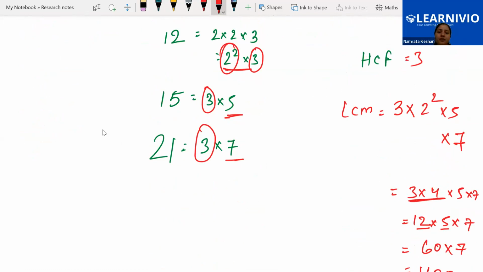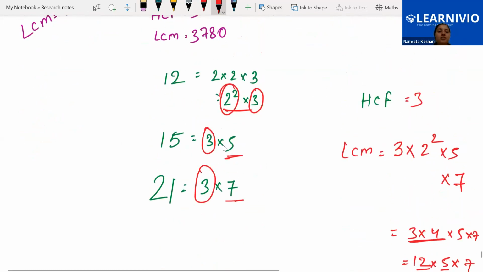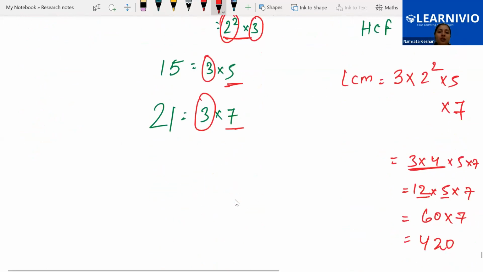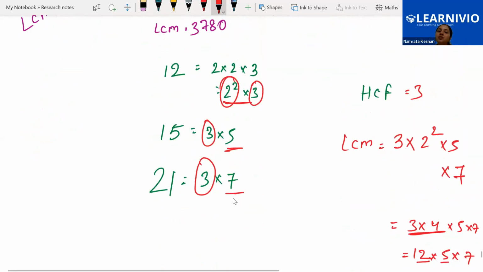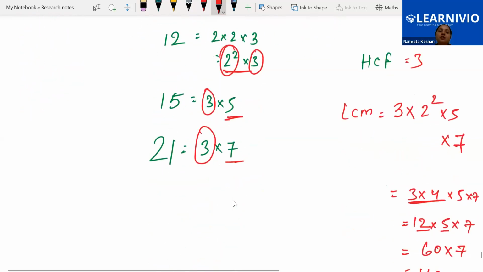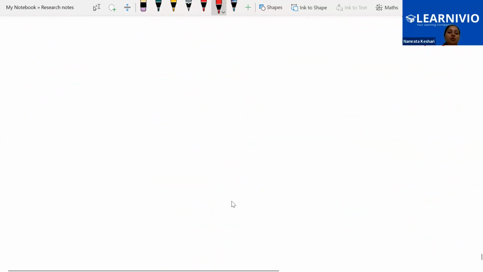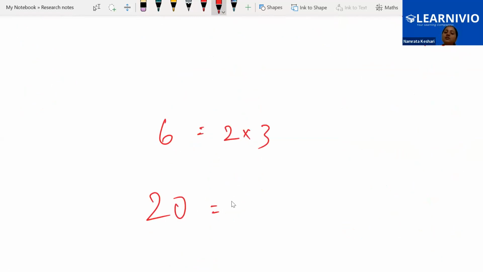The common number which is there in each and every term. If you are thinking about the previous day, we had taken 2 square. Why did we take so? We were having 6 and 20. And 6 we have written as 2 into 3, and 20 we have written as 2 square into 5. I said that this 2 is there, this 2 square is there, so we need to write the maximum power.